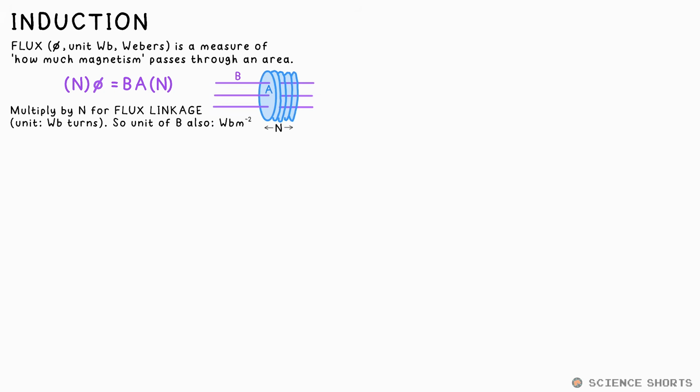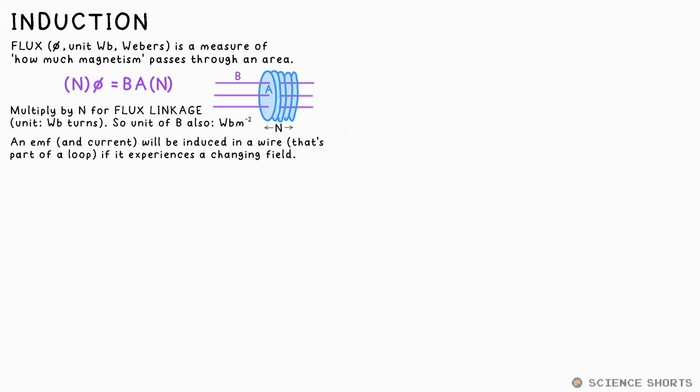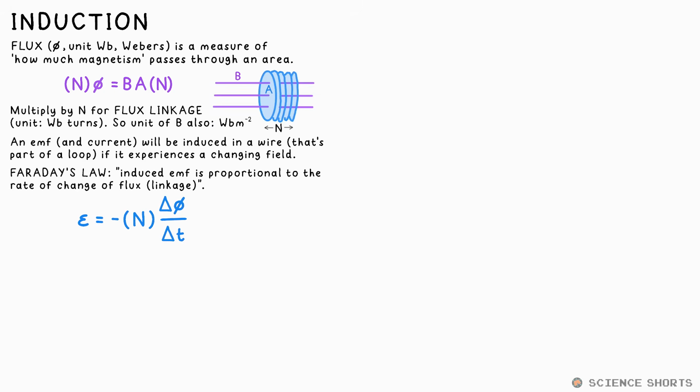We can also therefore represent flux linkage as BAN, B times A times N. If a loop of wire or a part of a loop experiences a changing magnetic field, an EMF is induced in it. Faraday's law is this: EMF induced is proportional to the rate of change of flux linkage. Now, in reality, the EMF is equal to minus the rate of change of flux, so volts are actually equal to Webers per second. But because we have that minus, we have to say proportional instead of equal to, but whatever. You have to know that definition.